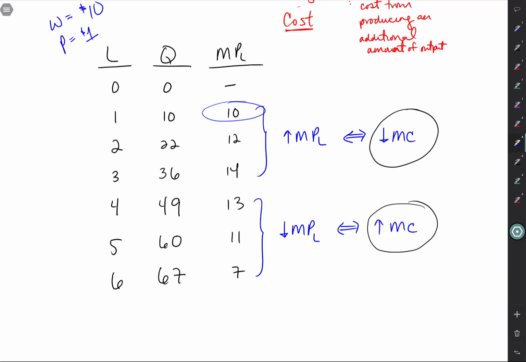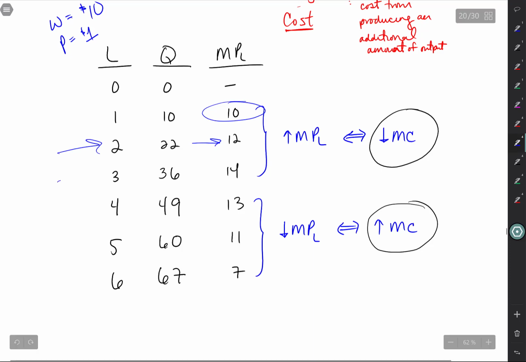So you might be like, I don't know if I should employ this hour or not. Well, look at the next one. If you employ the next hour, that next hour costs you $10, but it's bringing you $12 worth of revenue because it made 12 units, and each unit you can sell at $1. So it's profitable to employ that second hour.